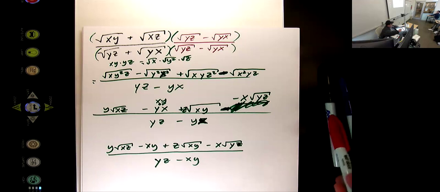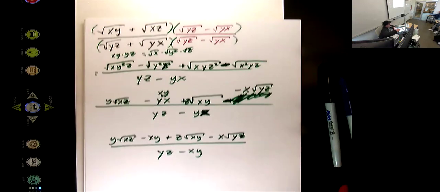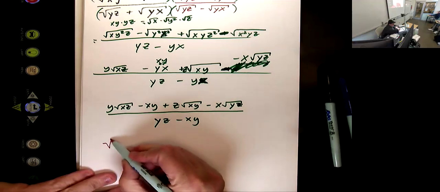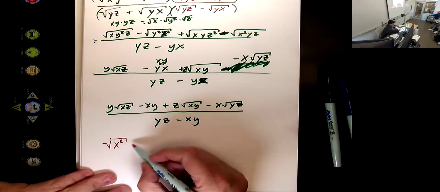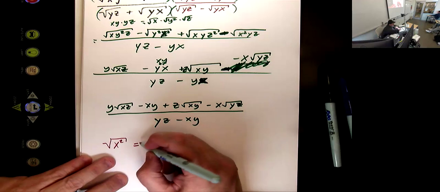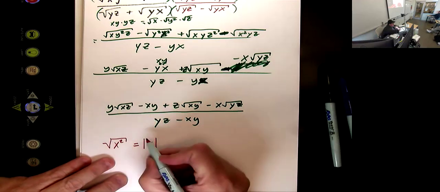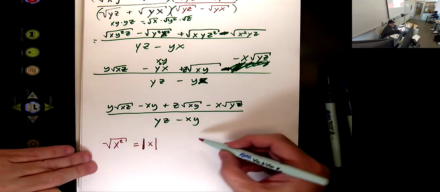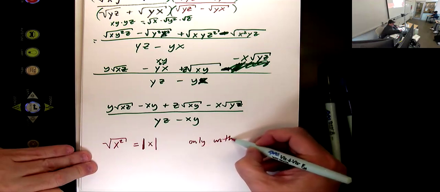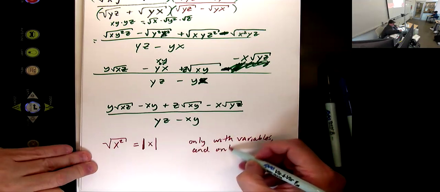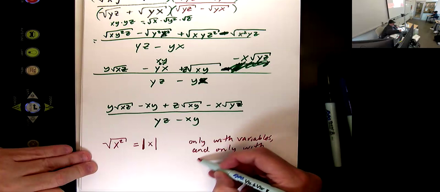Now, there is one thing I didn't tell you, and I don't know if we talked about it last week. This answer is technically close, but not correct. The square root of X squared isn't X. When we don't know the value, it could be negative or positive. We say it's the absolute value of x. This only happens with variables, and only with an even index.